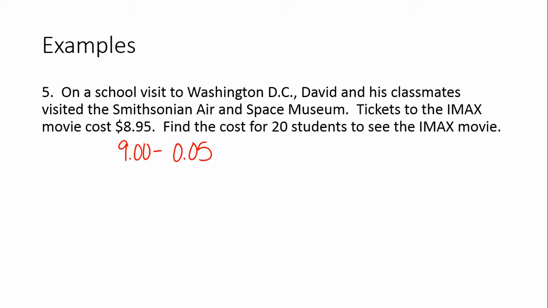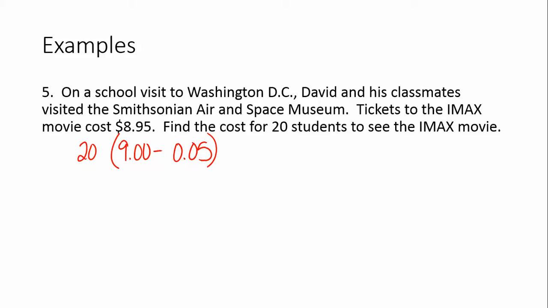And we're going to use the distributive property. Let's say we didn't have a calculator. We're going to multiply that by 20. Hopefully you agree that $9 minus 5 cents is $8.95. So that is the ticket price times the 20 students. But it's a lot easier to do 20 times 9 and 20 times 0.05 than it is to do 20 times $8.95 in your head.